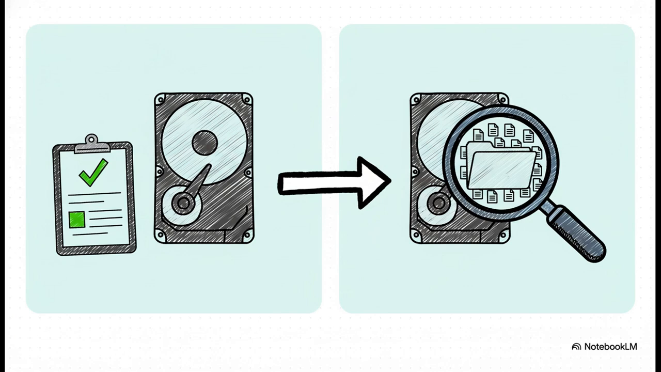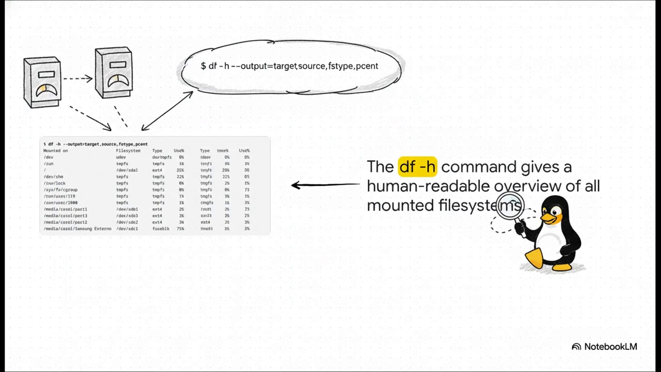Think of it like this. df, or disk free, is your big picture checkup. It tells you about the overall health of the entire drive. But du, or disk usage, is like grabbing a magnifying glass. It's the diagnostic tool that helps you zoom in and find out exactly which folder is eating up all your space. Let's look at a real example.